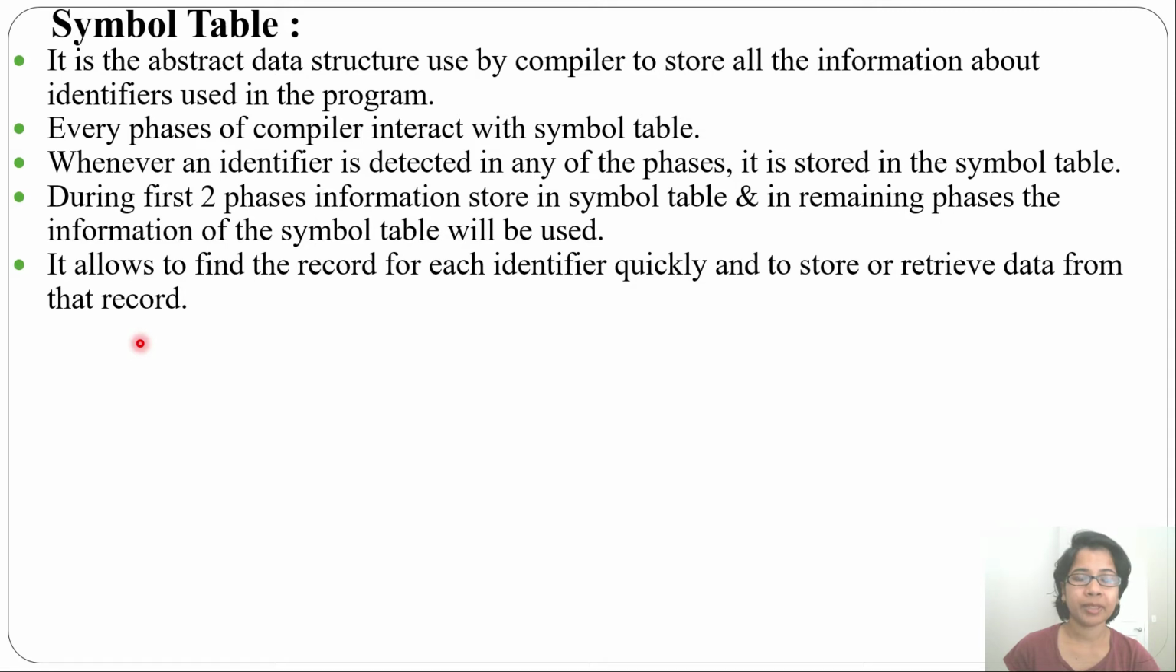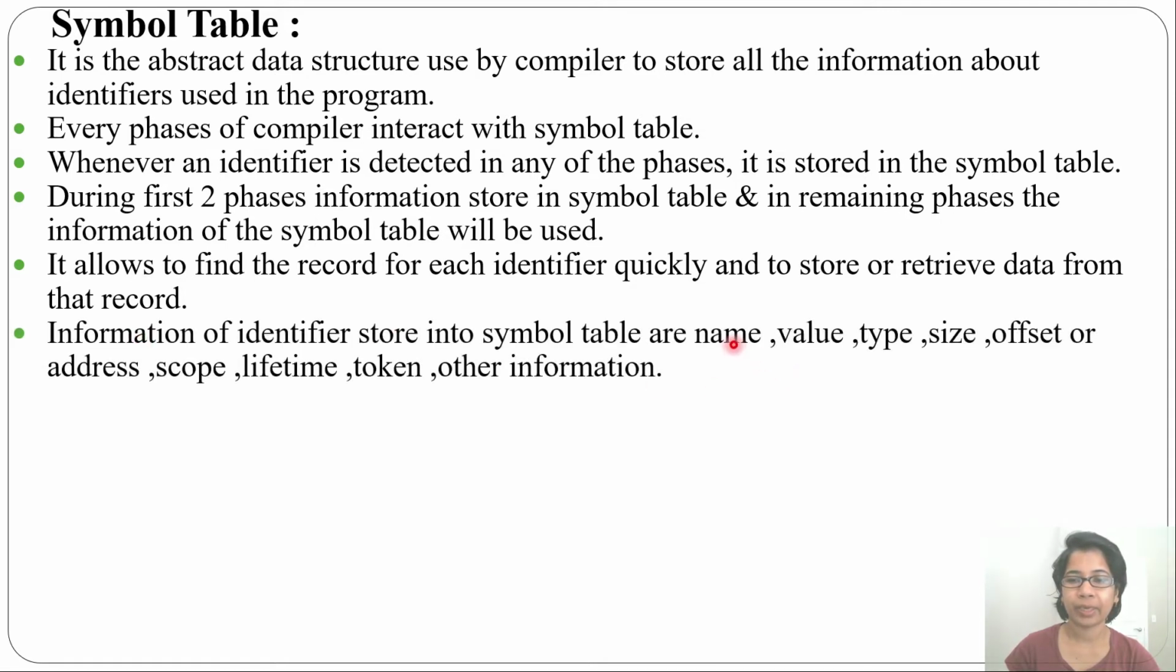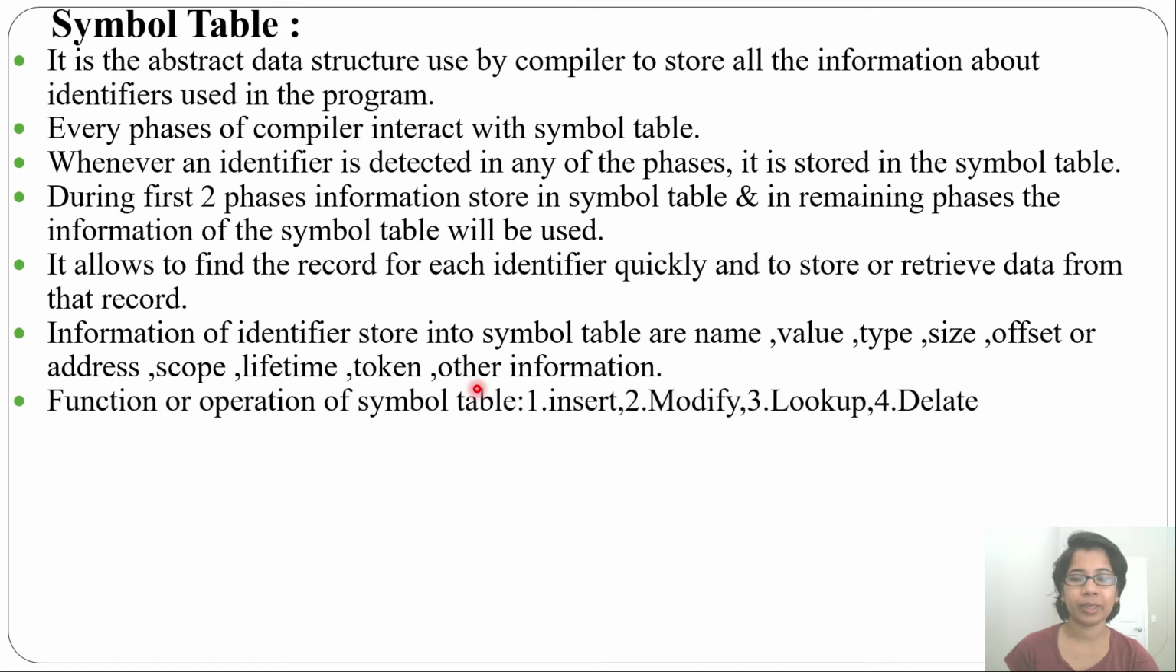So what information of an identifier can we store in the symbol table? You can store name, value, type, size, offset or address, then scope, lifetime, token, and other information. And which functions can we do on the symbol table? You can insert data into the symbol table, modify, look up, which means search, or delete.